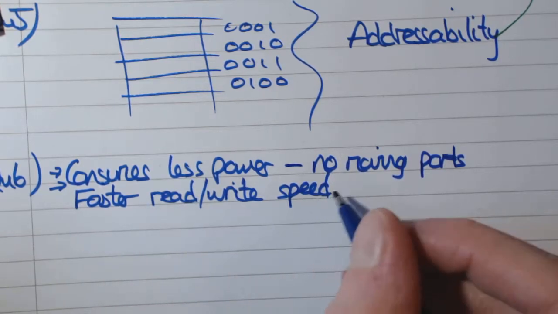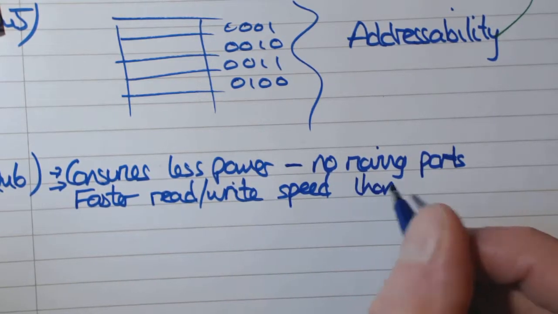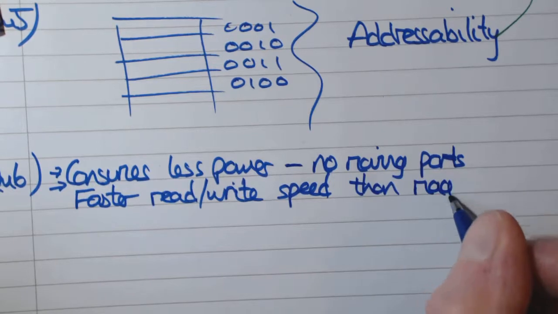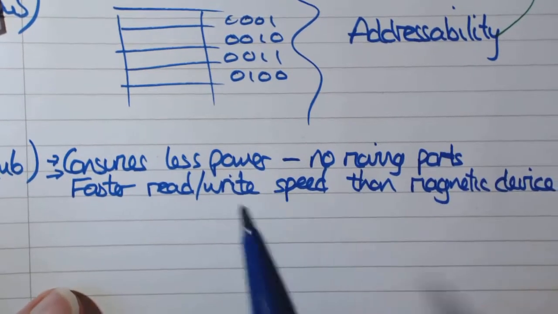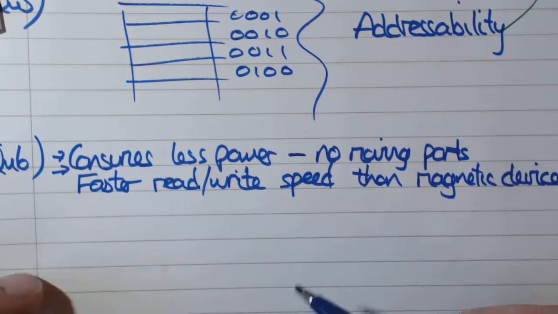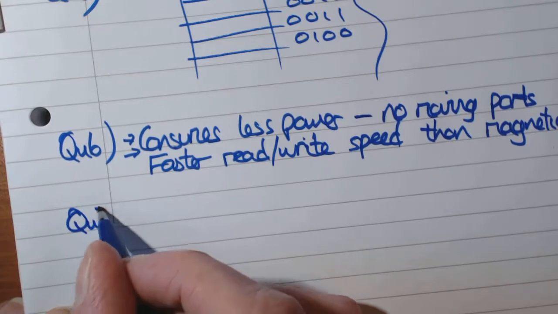No, faster read-write speed than magnetic device. Okay, so your hard drive in your computer, if it's not solid state drive, it'd be magnetic hard drive. Right, question 7.